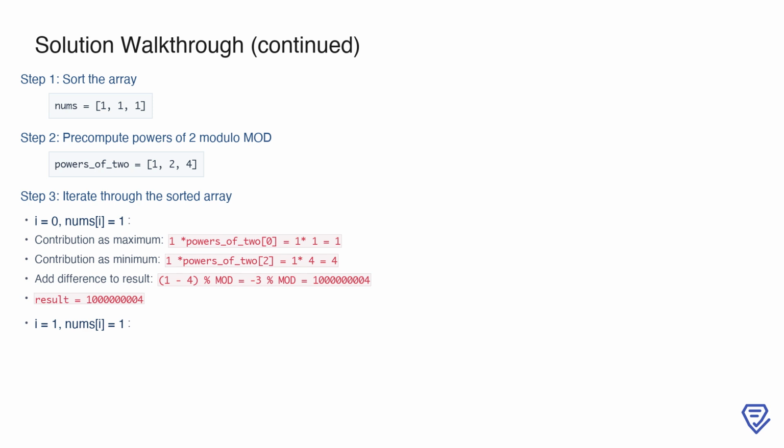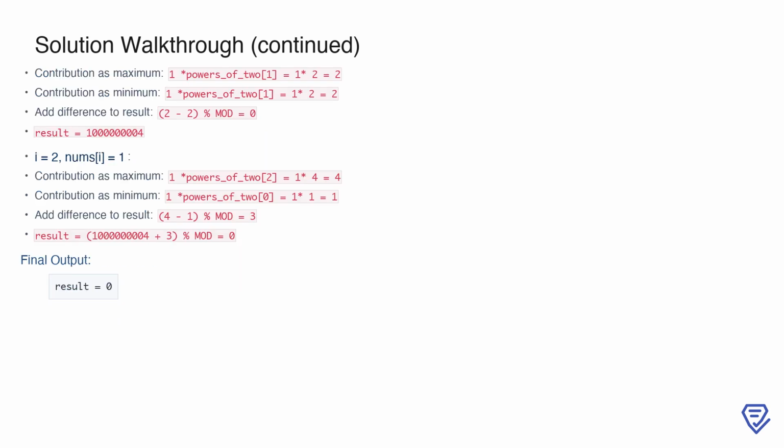For nums 0 equals 1, its contribution as the maximum is 1, and as the minimum, it is 4. The difference, 1 minus 4, equals minus 3 mod 10 to the power of 9 plus 7, which wraps around to 1,000,000,004. This becomes our initial result for this example. Moving on to nums 1 equals 1, we calculate its contributions next.